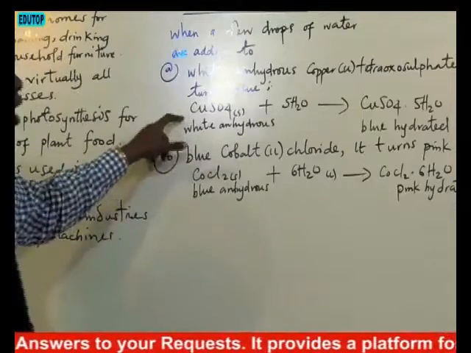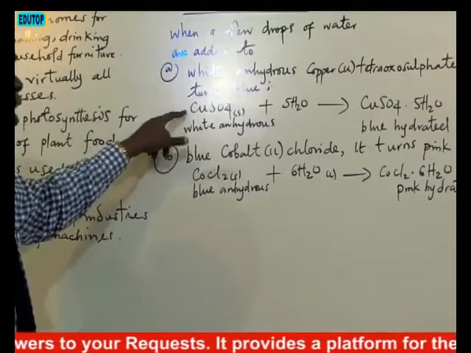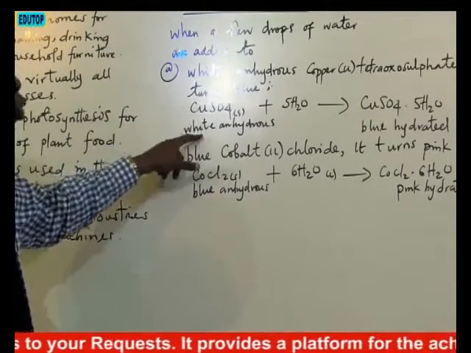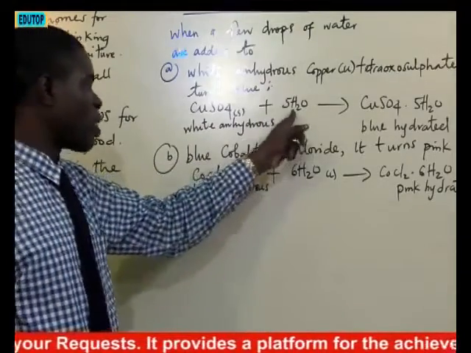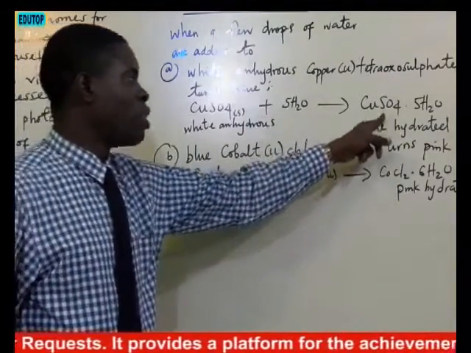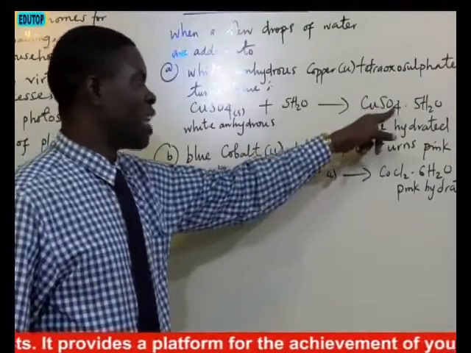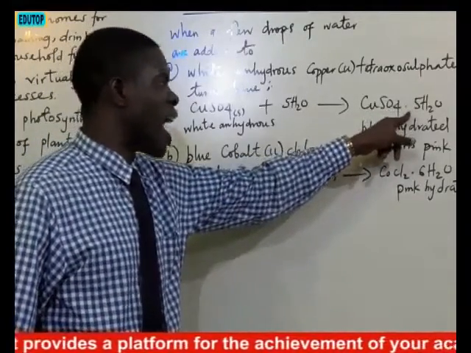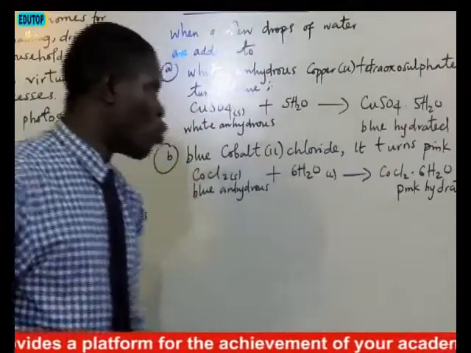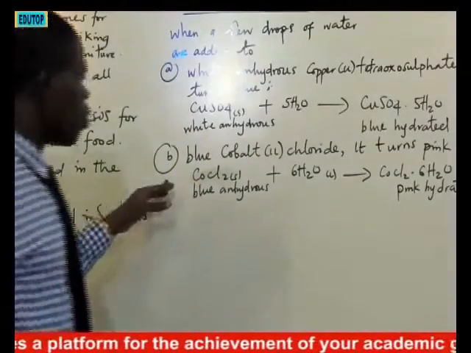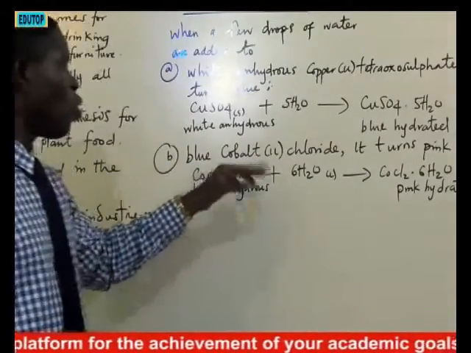This is the anhydrous form of it, which is white in nature. As soon as the water is introduced, then you have the formation of what? Blue hydrated, which is known as what? Copper(II) tetraoxosulfate(VI) pentahydrate, because of what? 5 molecules of water. Then also the cobalt(II) chloride.